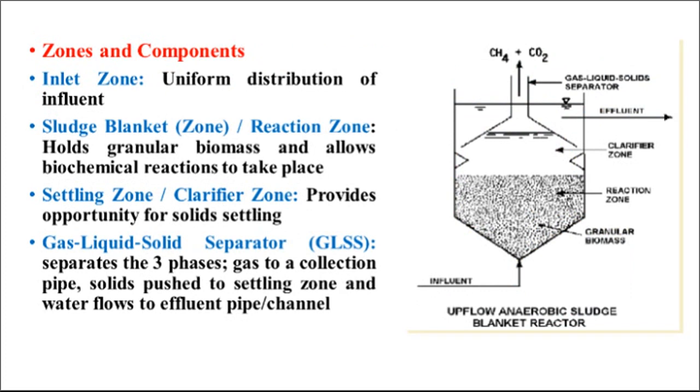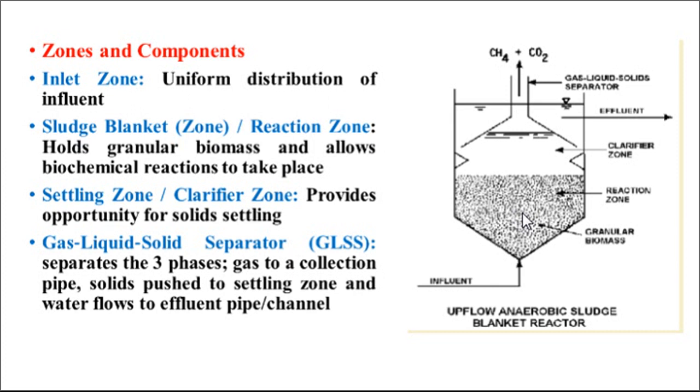Next slide. In this there are different zones. The first zone is called the inlet zone. Through this inlet zone we are applying the wastewater or sludge with uniform distribution. The second zone is called the sludge blanket zone, or it is also called the reaction zone. This zone holds granular biomass and allows biochemical reaction to take place by the anaerobic bacteria.